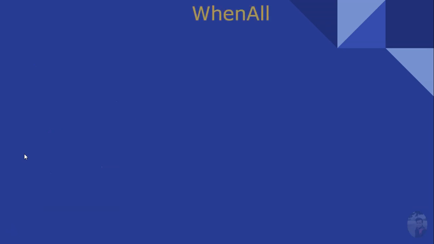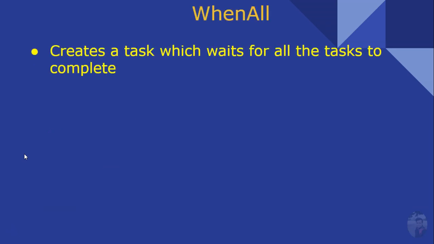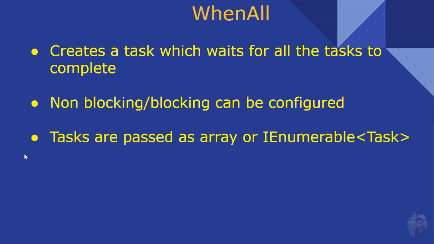Let's move to WhenAll. WhenAll creates a new task, and that task waits for all the tasks to complete. Say an array of tasks has been passed to the WhenAll method. WhenAll will create a new task, and that new task will wait for all the tasks which have been passed as an array or IEnumerable of tasks to complete. So WhenAll creates a new task, and it behaves like any other task.